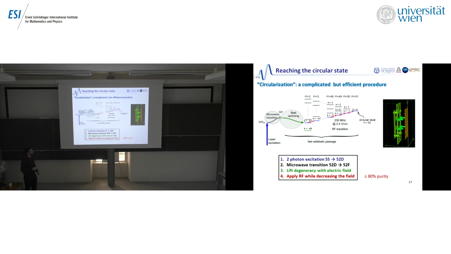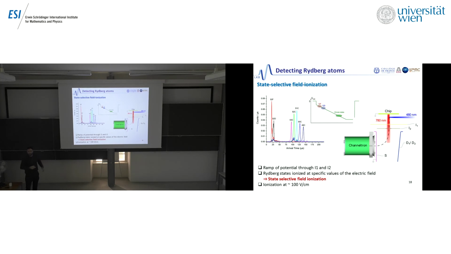And actually, that's the very delicate part, because this radio frequency field that you apply here needs to be very, very purely sigma plus. Otherwise, if you have, let's say, pi transitions, you will immediately go up and get lost in this manifold of states, and you will never be able to reach the circular state. So you really want to stay on the bottom ladder here. So this needs carefully engineered electrode structures with phases and amplitudes on the electrodes that we have to tune very carefully. But nevertheless, we can reach this circular state, usually with more than 80% purity, which is quite nice.